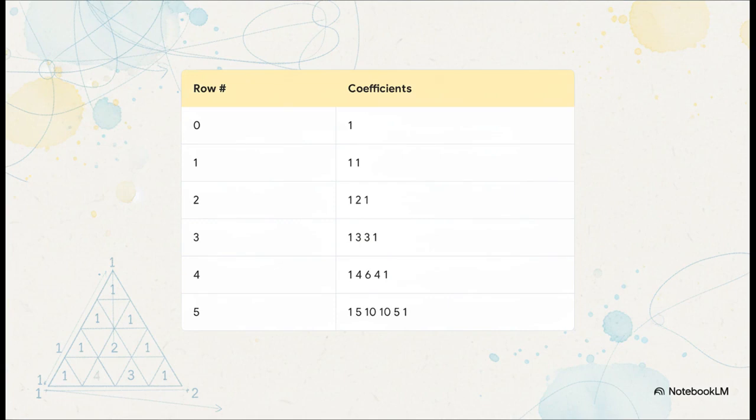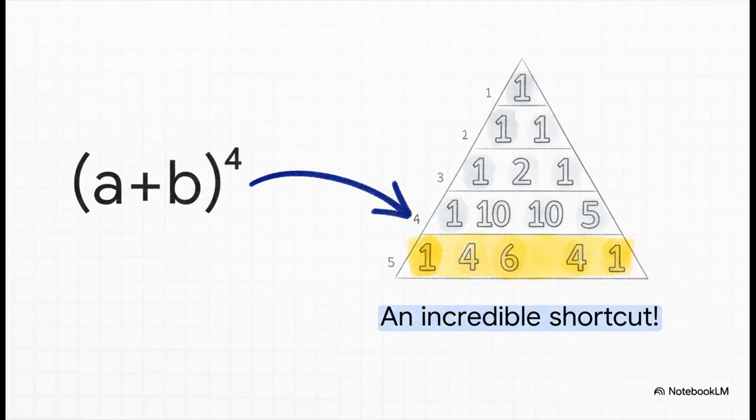But so what? Why do we care about these numbers? Well, here's the connection. These numbers are the coefficients, the numbers that go in front of the variables when you expand a binomial. And notice how the row number matches the power. Row 2 is for squaring something, row 3 is for cubing it, and so on. Which brings us right back to that monster problem from before. For (a + b) to the fourth power, we just look at, you guessed it, row 4 of the triangle. The numbers are 1, 4, 6, 4, 1. Those are your coefficients, right there. No long multiplication needed. It's just an incredible, incredible shortcut hidden inside this simple pattern.